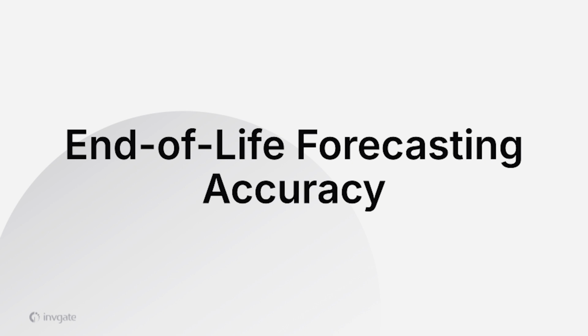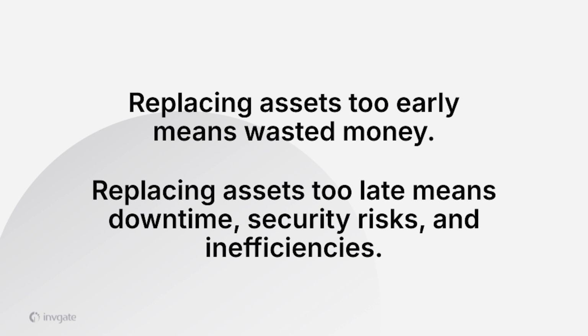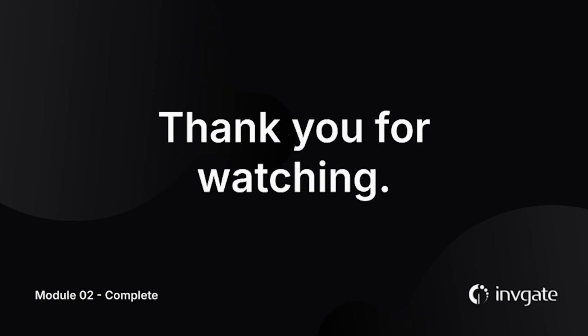Number 5, end-of-life forecasting accuracy. Nothing lasts forever, so how well are you predicting when assets need to be replaced? Replacing assets too early means wasted money, but replacing assets too late means downtime, security risks, and inefficiencies. A well-managed ITAM program must be able to predict the expected lifespan of an asset based on historical data, plan for refresh cycles to avoid last-minute budget surprises, and track when warranties and support agreements expire so you're not caught off guard.